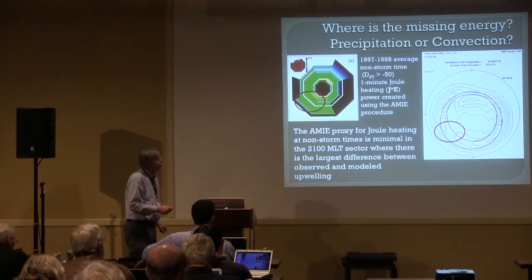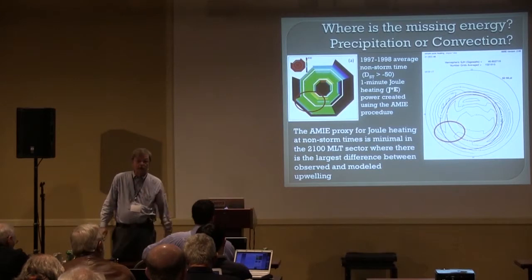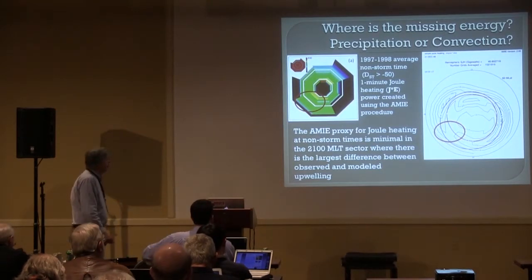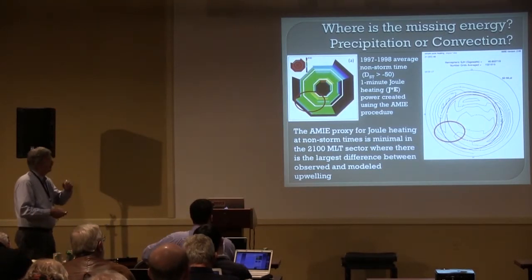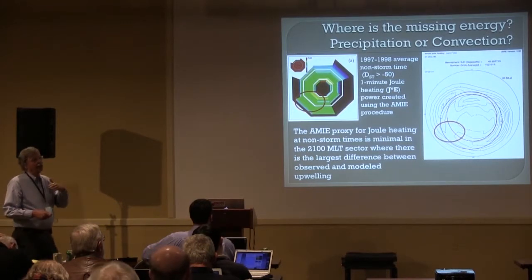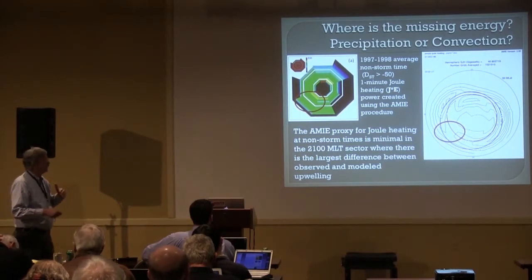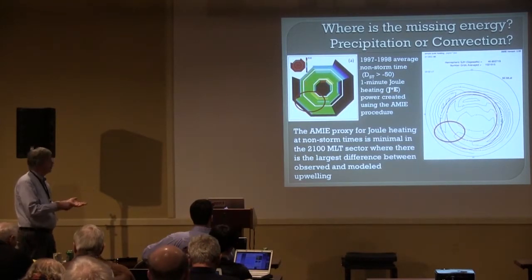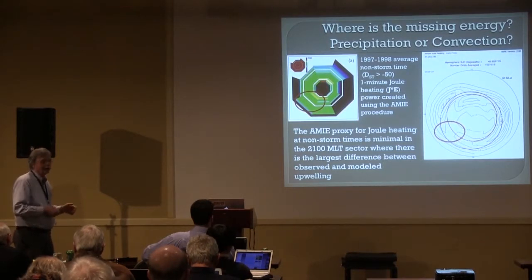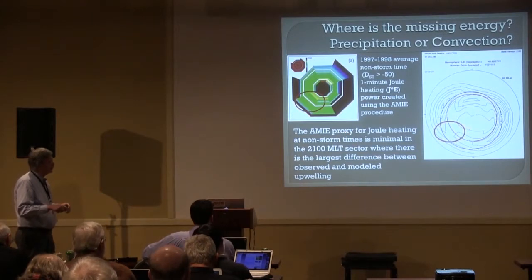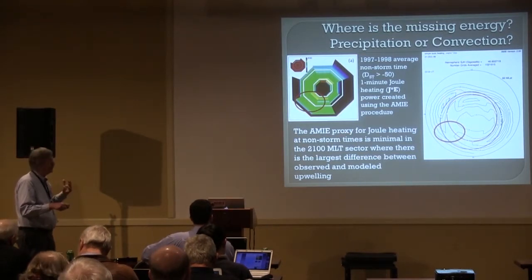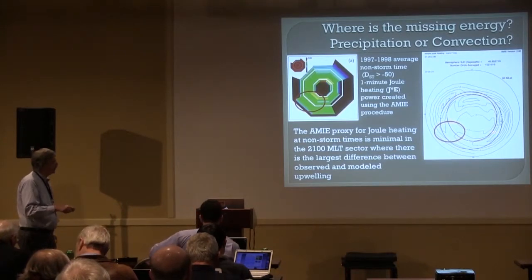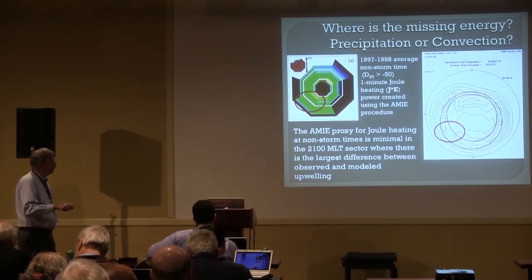Is it precipitation or is it convection that we left out? Well, what Rob did is he took Dst less than minus 50 for the same time period as this data. He binned the 1-minute AMIE potentials, and it shows maxima in Joule heating or convection heating at dawn and dusk and noon, as you expect, but a minimum.